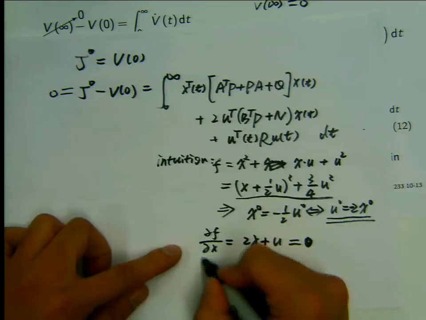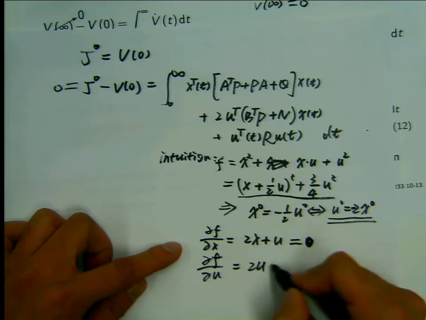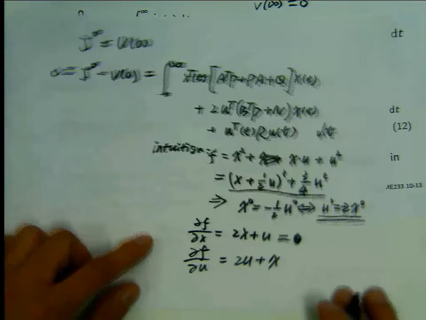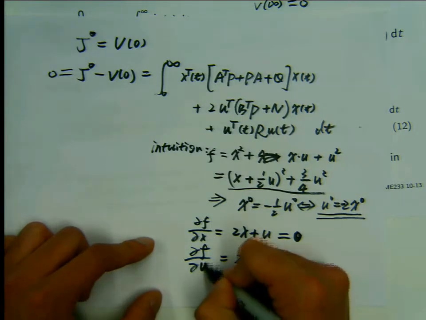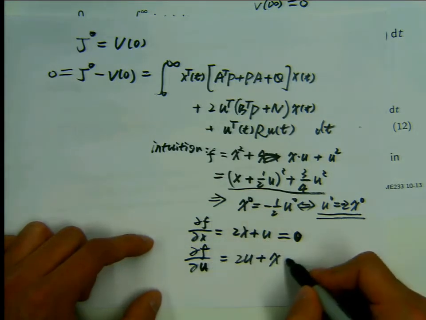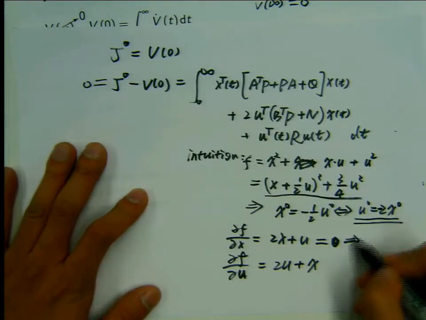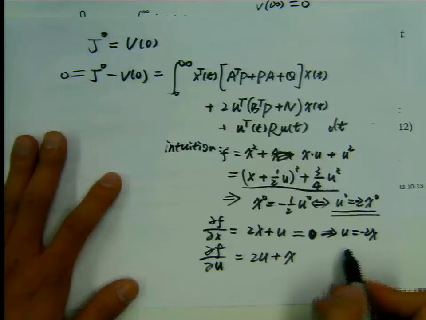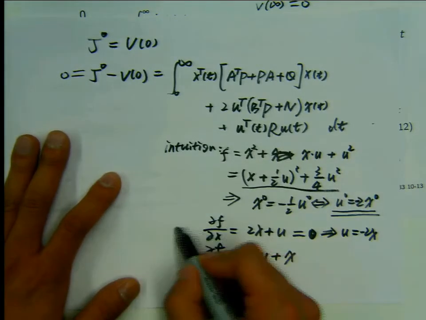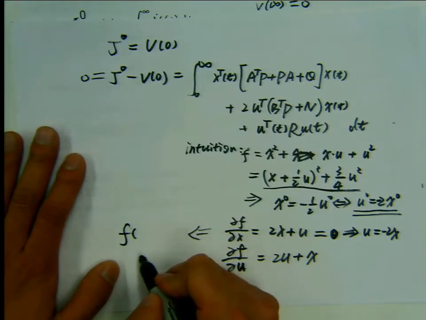If you take the derivative, let's take a look. You're going to get 2u plus x. Let this be 0. If you solve from here, you get u equal to negative 2x, and then put this back here, what you're going to get is f as a function of x.